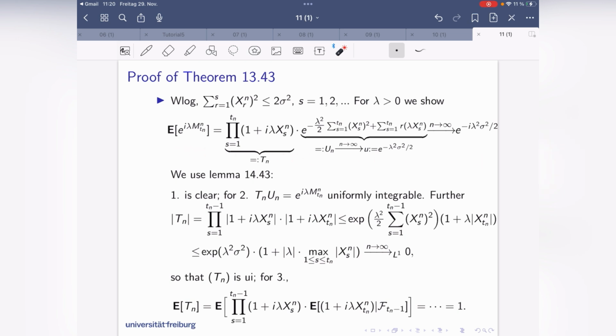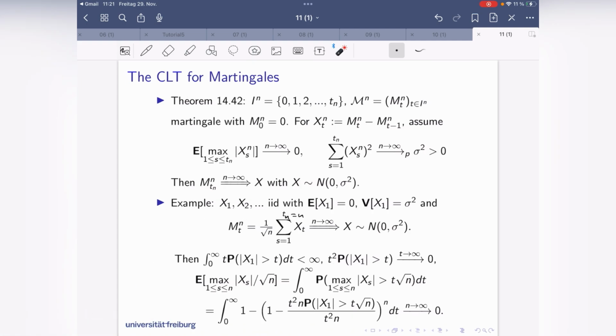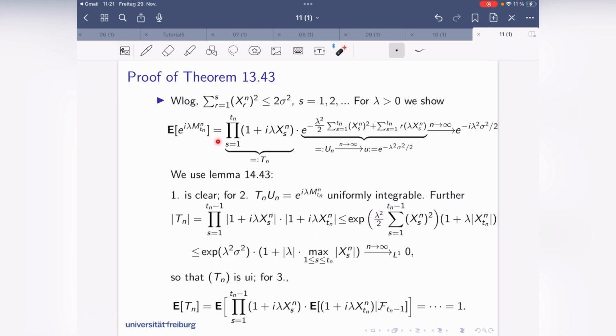So, the expectation of e to the power i lambda mu t n n. So that mu t n n converges, as the theorem said, to x, which is normally distributed. So this here should converge to this exponential, and then we are done. And I'm writing that a bit funny, e to the power i lambda m t n n.